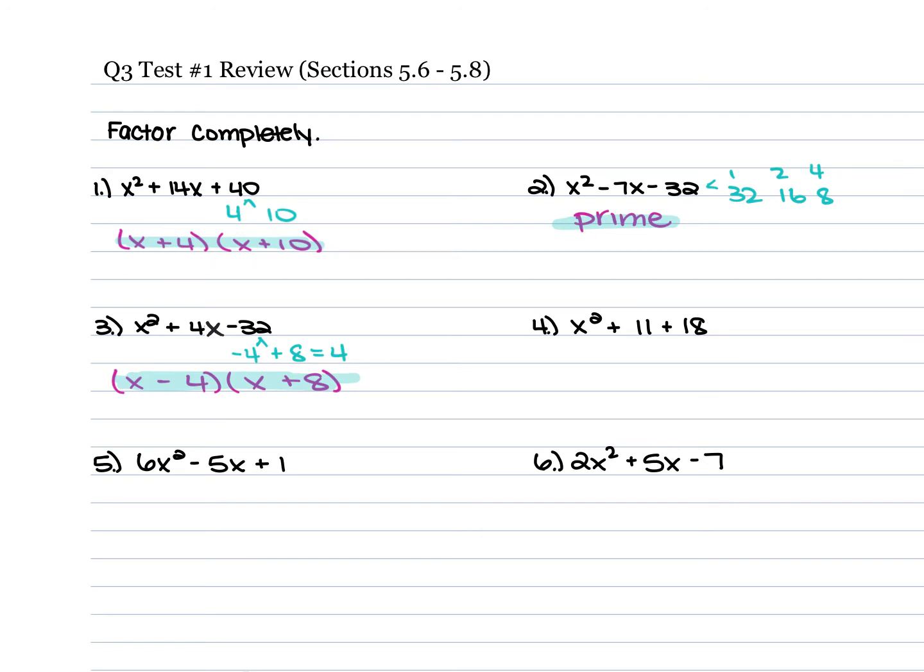For number 4, you have x squared plus 11x plus 18. You want to find your factors of 18 that add up to be 11. If you have 2 plus 9, that gives you 11. So it's going to be x plus 2 times x plus 9.